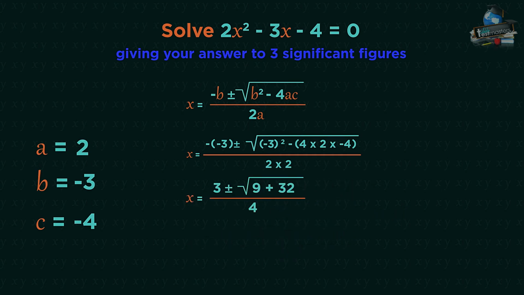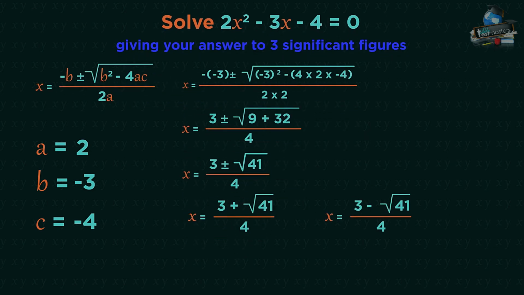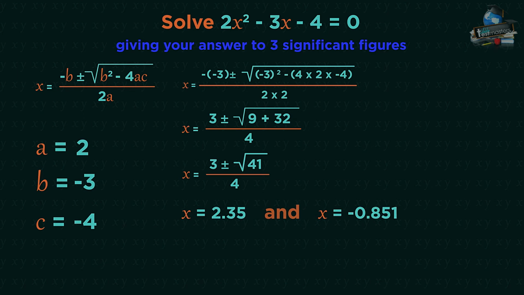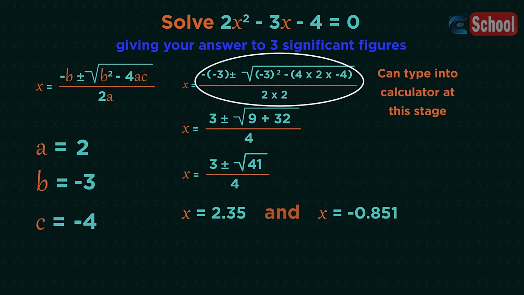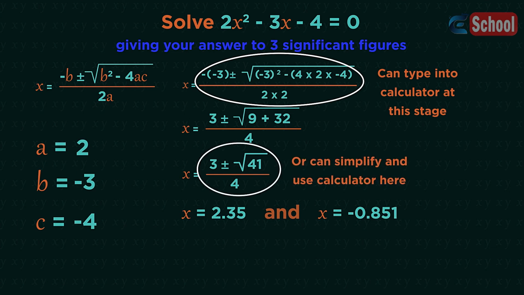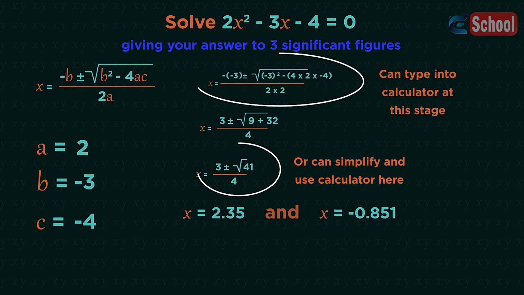Or we can simplify it a bit further. 3 plus or minus the square root of 41, all divided by 4. And then type this into our calculator. From your calculator, you should get x equals 2.35 and x equals minus 0.851. So you can choose to jump straight in and use your calculator here, or you can simplify it a little bit further and then use your calculator. Either way, just be really careful with negatives.